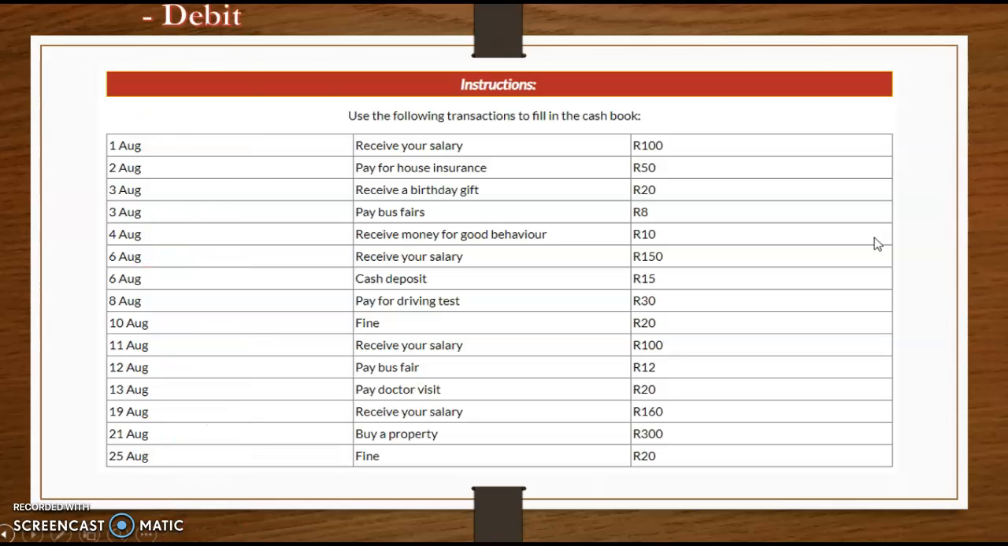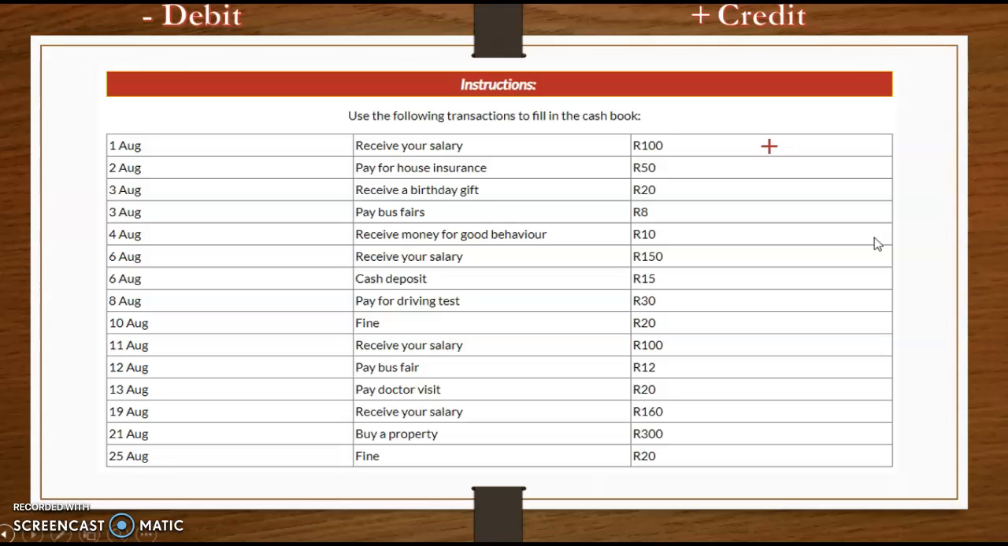Let's recap quickly. A debit is something that you lost, so we're going to put a minus next to the debits. And a credit is something that you get, so we're going to put a plus next to the credits. So I'm going to go through it with you. Let's look at the first one. 1st of August, you receive your salary, which was 100 Rand, and we're going to put a plus next to that because that's going to go in the credit column.